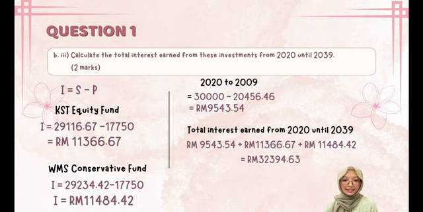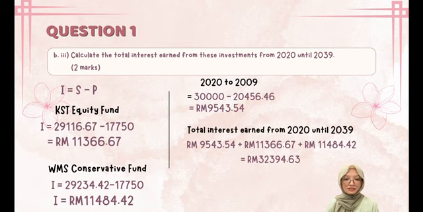Then, lastly, we should calculate the WMS Conservative Fund. The compound amount is 29,234 ringgit 42 cent, and the principal is 17,750 ringgit. So the total interest earned is 29,234 ringgit 42 cent minus 17,750 ringgit, which will equal 11,484 ringgit 42 cent.